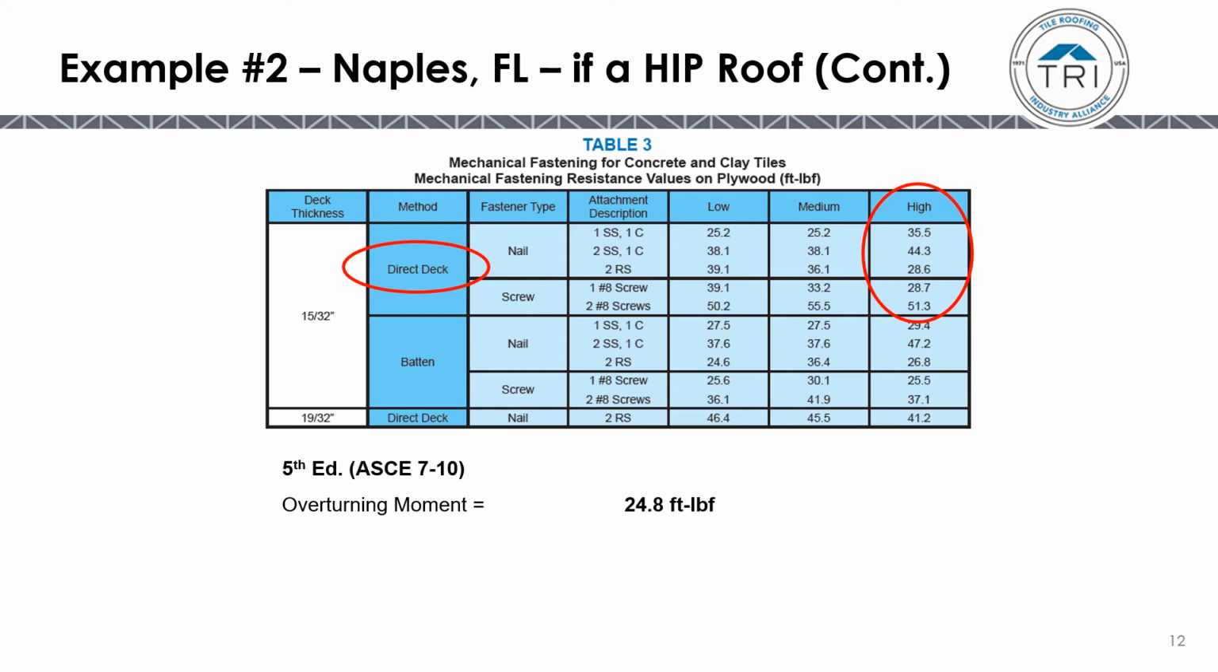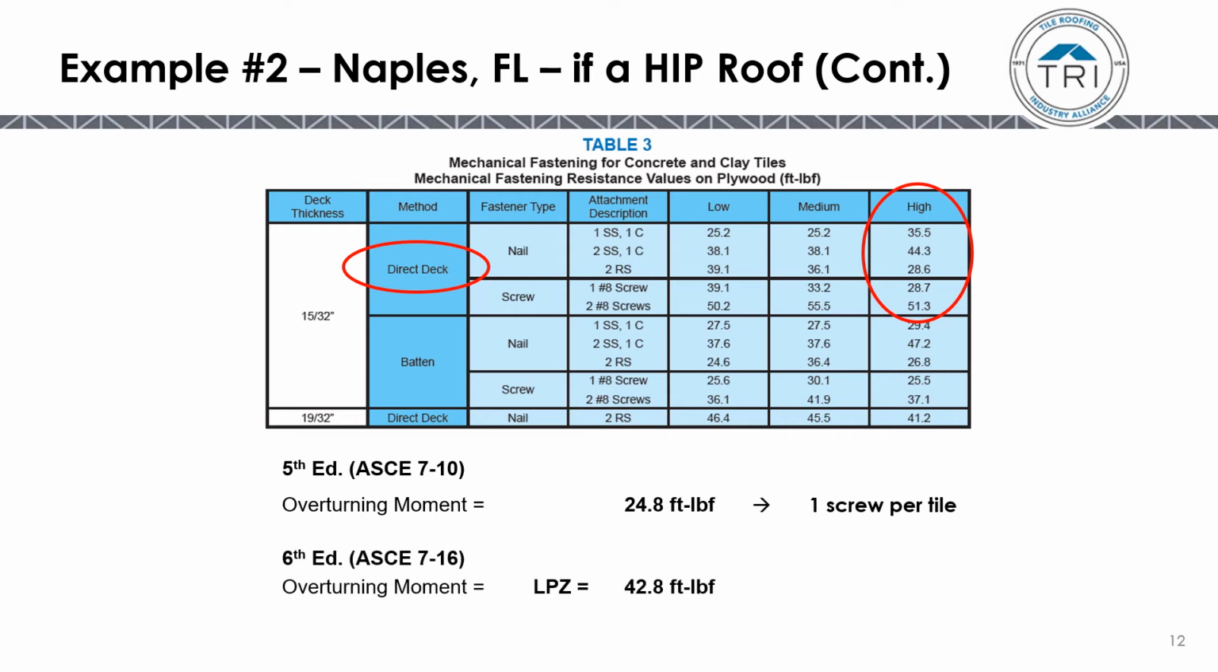the fifth edition, we have the value of 24.8 still, as one screw per tile would satisfy all the tiles on the roof, just as we did for the gable roof, because it didn't matter whether it was gable or hip when we used the fifth edition.